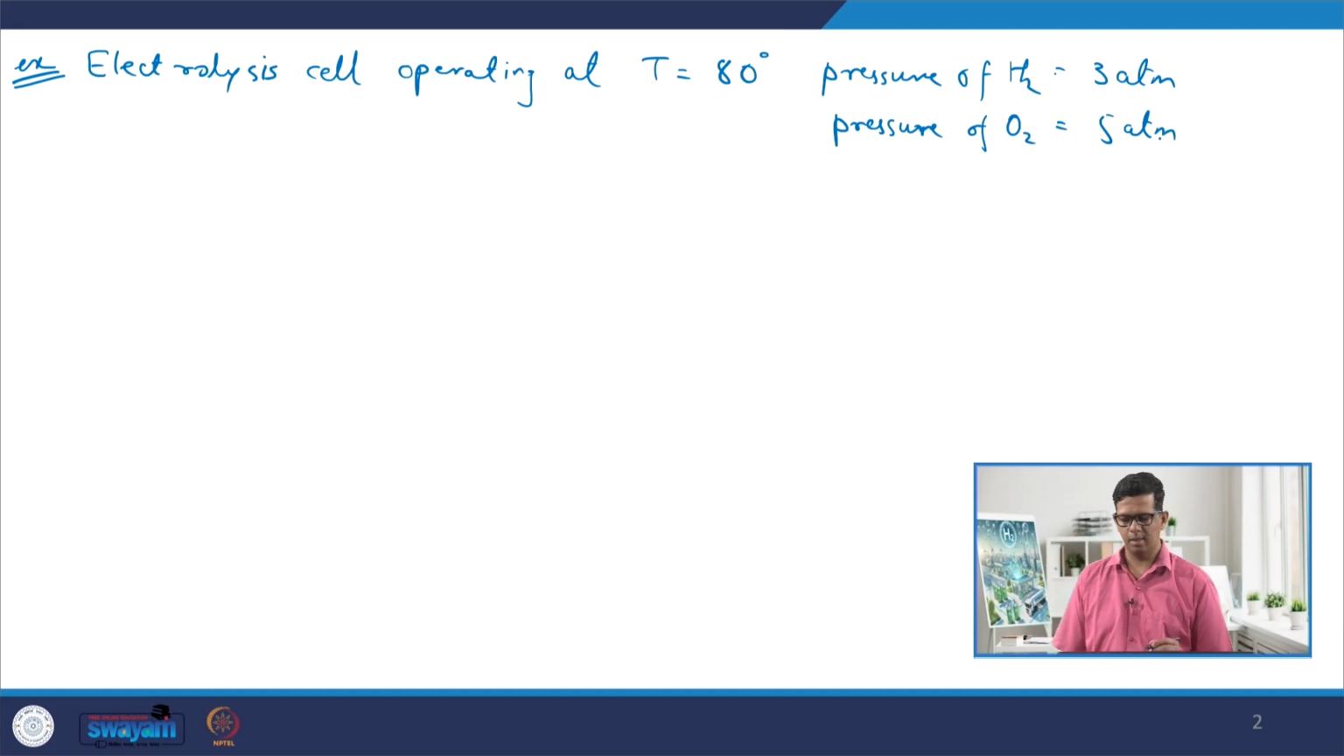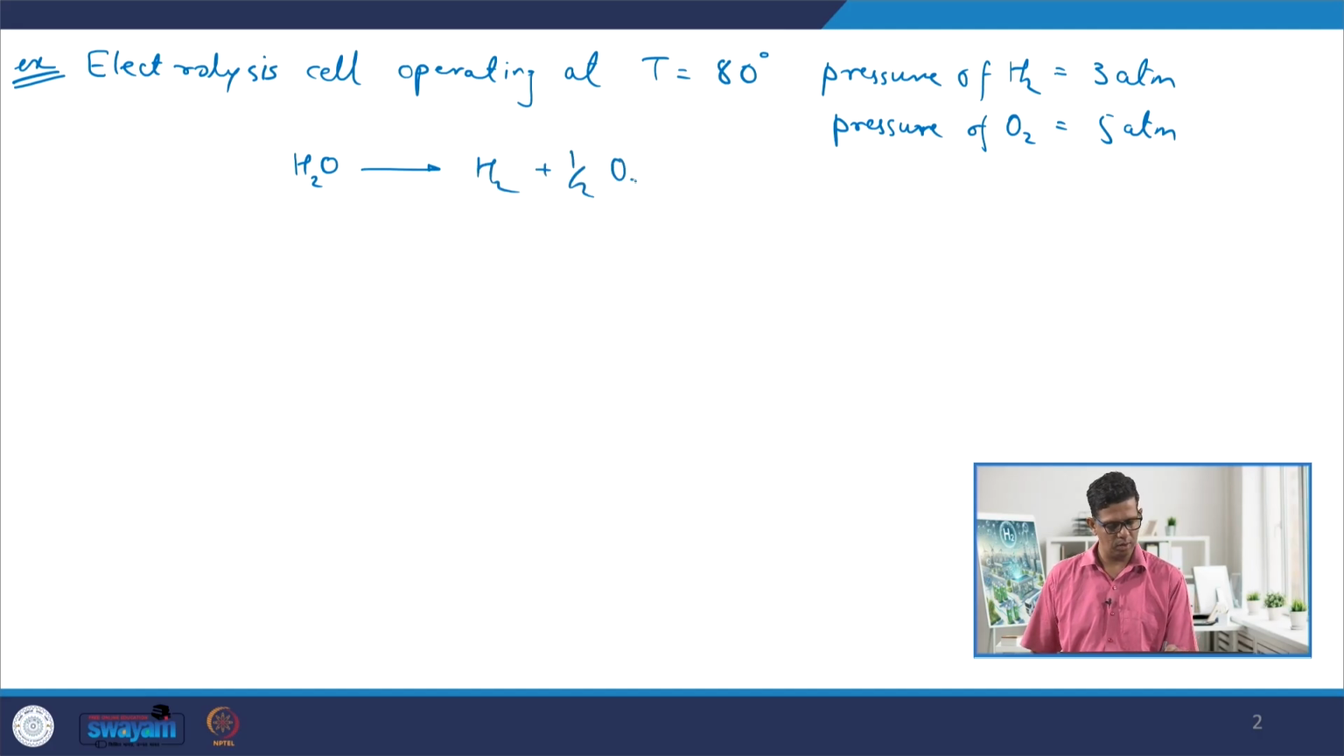So, please understand that in case of electrolysis, air does not come out; it is hydrogen and oxygen that come out. So, it is pure hydrogen and pure oxygen. We will see how this Nernst potential, or the cell potential, varies slightly in case of electrolysis. Predominantly the process remains absolutely the same. So, let us first write down our reaction. H2O gets converted into hydrogen and half a mole of oxygen. So, this is our reaction.